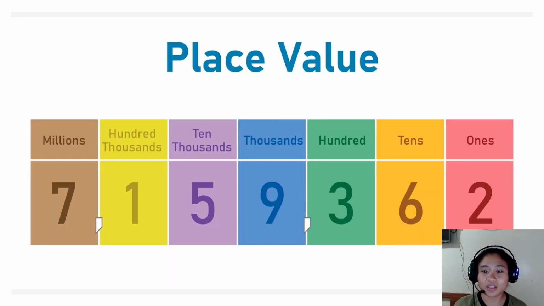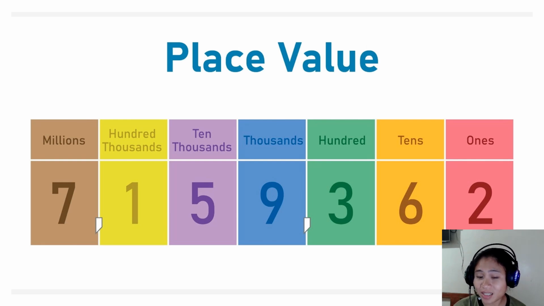Alright, so can you see these numbers on the bar graph? The first number is labeled as ones, the second is tens, and the third is 100, next 1000, 10,000, 100,000, and the last is million. So, what is the place value of 2? That is ones.